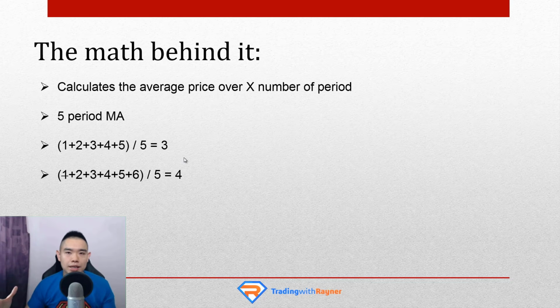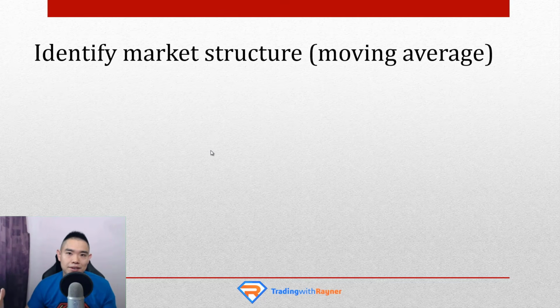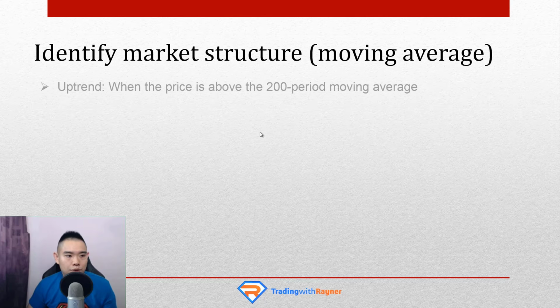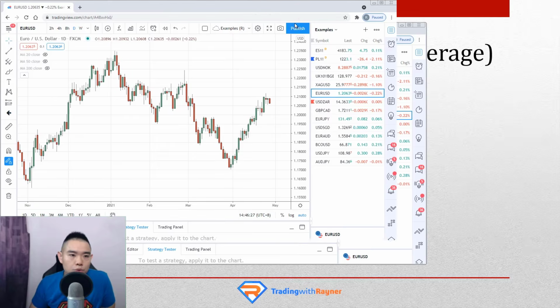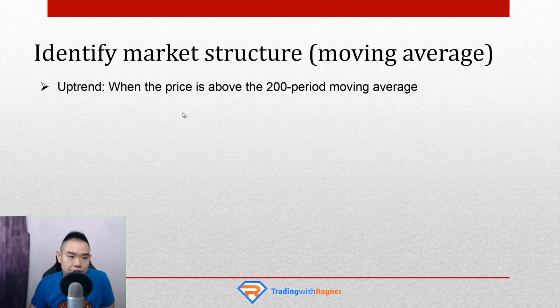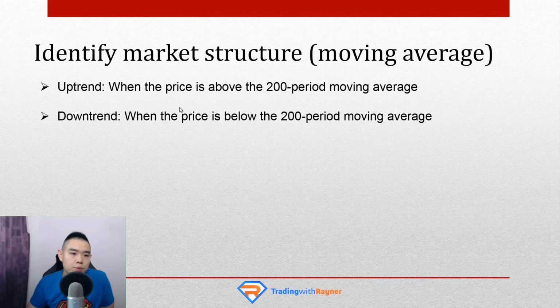So now, the key thing is this, right? How do you actually use moving average to define the market structure? So let's find out. For an uptrend, what you can do is when the price is above the 200-period moving average, you can say that the market is in an uptrend. So let me give you an example. Let me go through the stuff here first. In a downtrend, it is when the price is below the 200-period moving average.